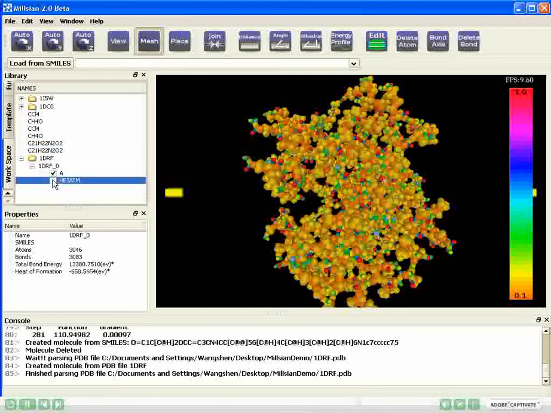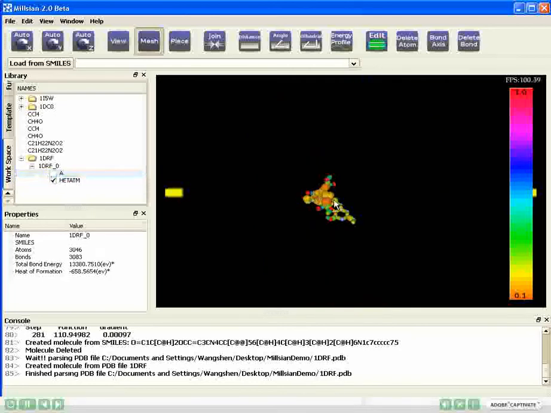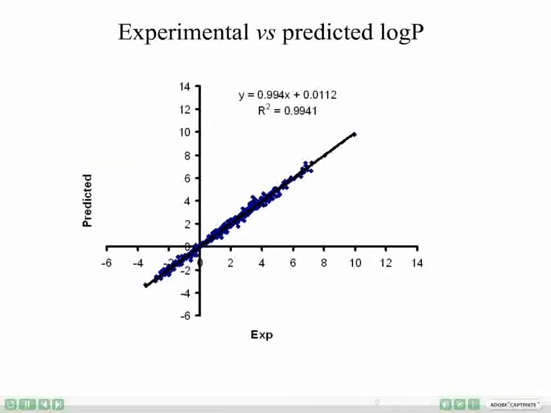Millsian can help medicinal chemists to analyze the binding between ligands and protein by examining the charge distribution and the structure of the ligand and the active site of the protein. The results for structures, energetics, and the charge distribution are encouraging.